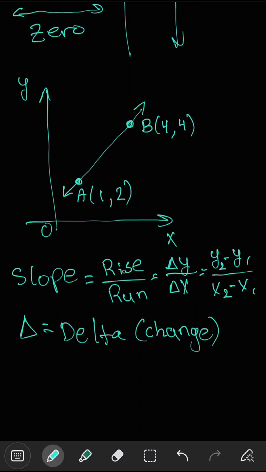The rise is essentially the change in the y-axis, so the change in the vertical direction. How high or how low you have to go in order to go from one point to the other. And the run is the change in the x direction, the change in the horizontal direction, whether you're going left or right. So we can write that mathematically as delta y divided by delta x. And delta, this triangle, is essentially change. This is what change means.